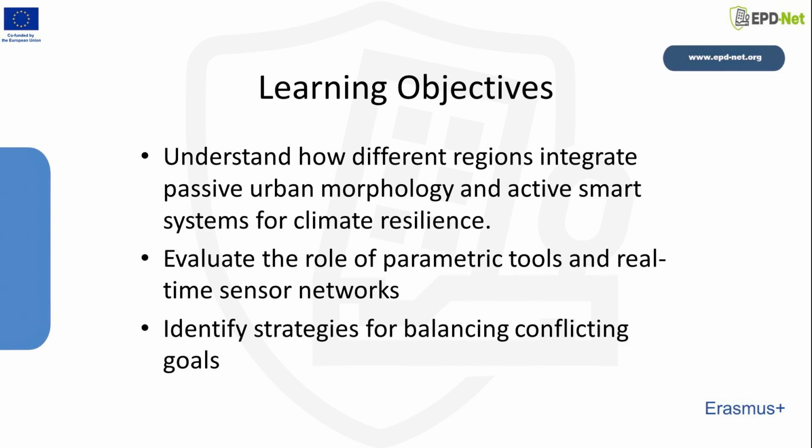The learning objectives of the training are: analyze global case studies to understand how different regions integrate passive urban morphology and active smart systems for climate resilience. Evaluate the role of parametric tools and real-time sensor networks in optimizing building performance, energy efficiency, and occupant well-being. Identify strategies for balancing conflicting goals, such as thermal comfort and daylighting, through multi-objective optimization and data-driven simulation.